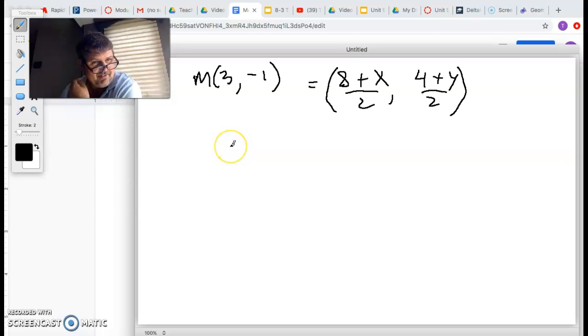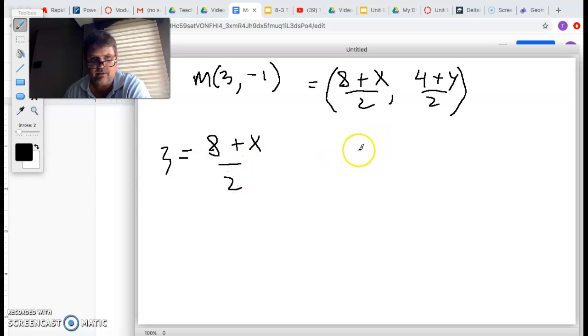This is the way I used to always teach to do this. And then somebody showed me the way they did it on graph paper, and I was like, oh, yeah, that's very easy too. So definitely some of you are going to like the other way better. All right, so I'm going to set x equal to the x coordinate. So 3 is equal to 8 plus x over 2. And negative 1 is equal to 4 plus y over 2.